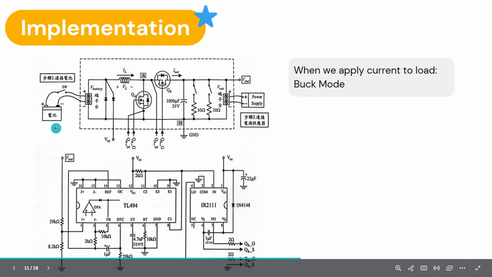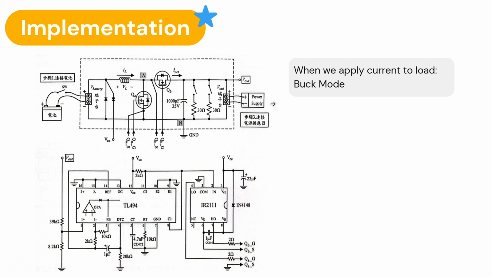Here's the more detailed implementation of our circuit. Here's the V battery, and here's the power supply or the V load of our experiment. And there is the circuit we built on the breadboard with the TL494 and IR2111. Here's the A node and the N node connected to the ground.